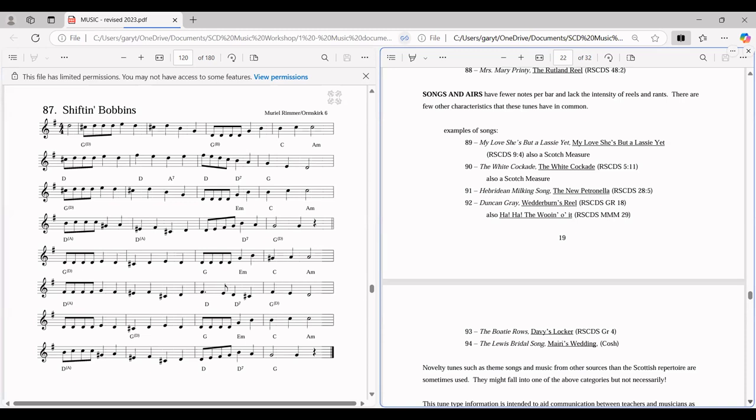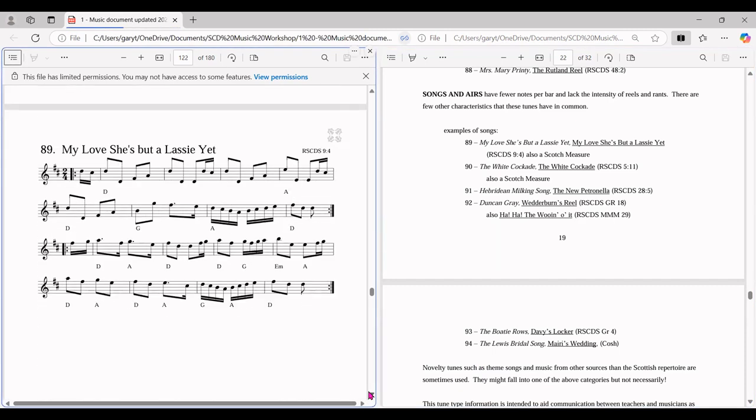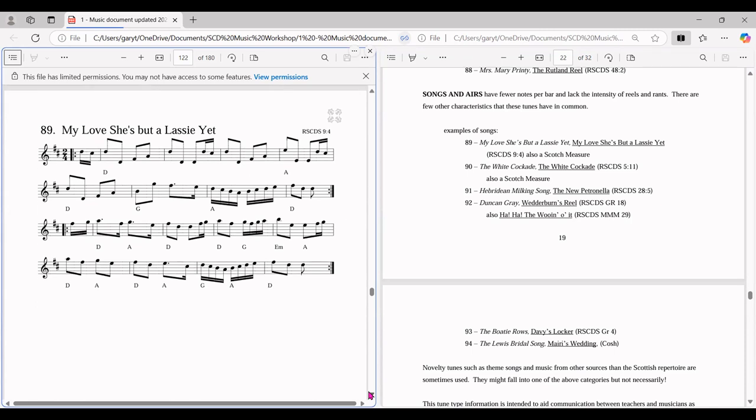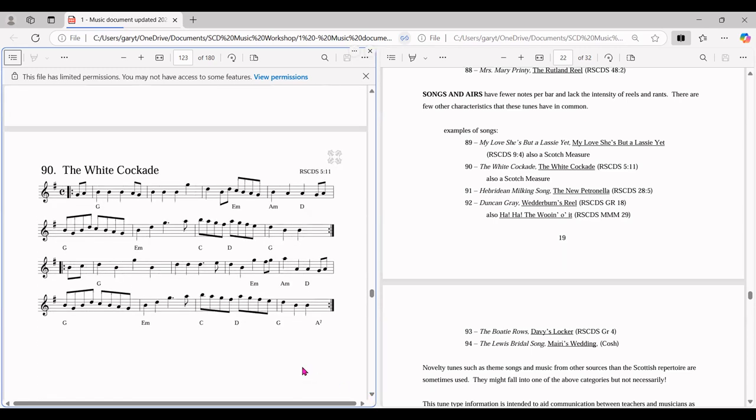We have songs again in the real-time category. And the first one, My Love, She's But a Lassie Yet. Beautiful tune, and it's such a versatile and useful tune to have in your head. Ready, and. Or number 90, The White Cockade. Ready, and.